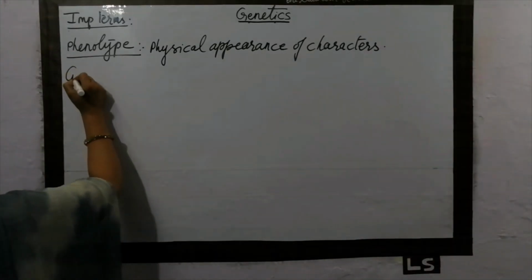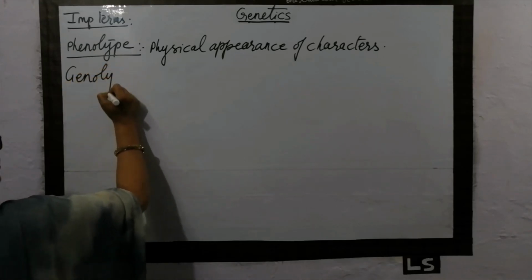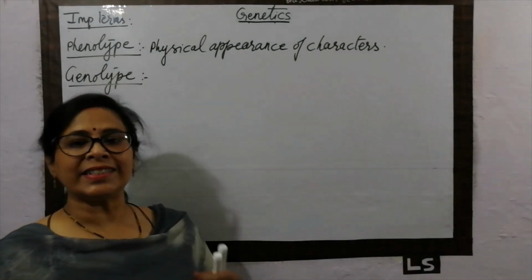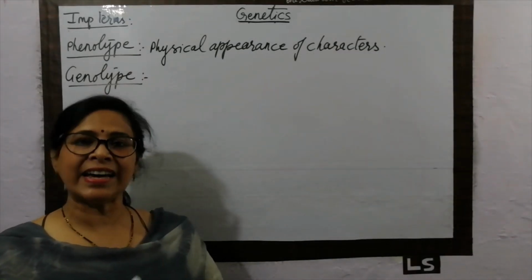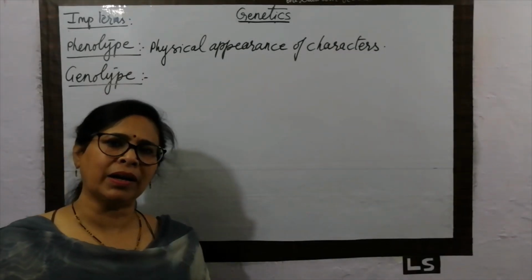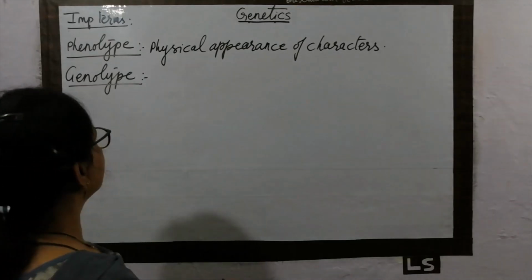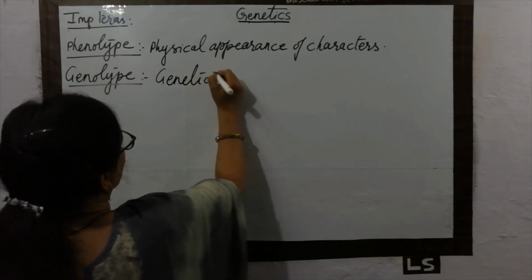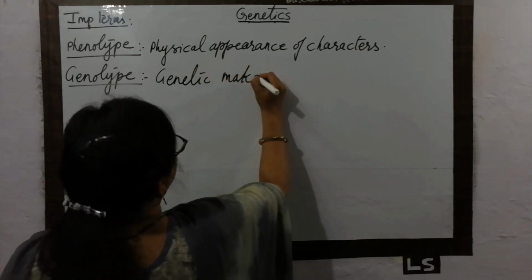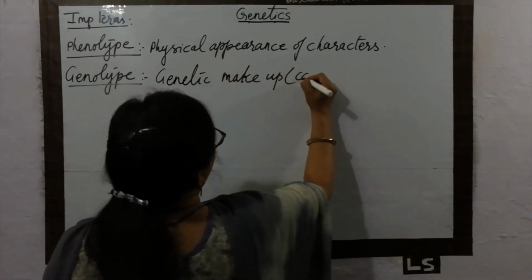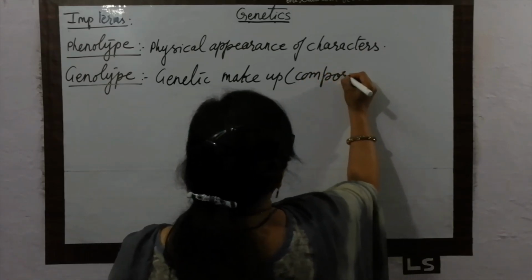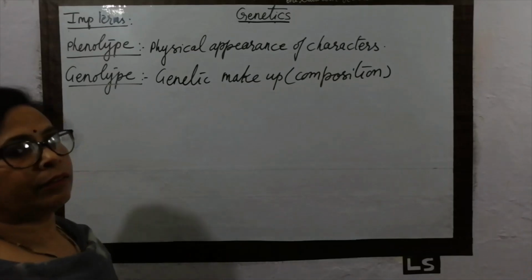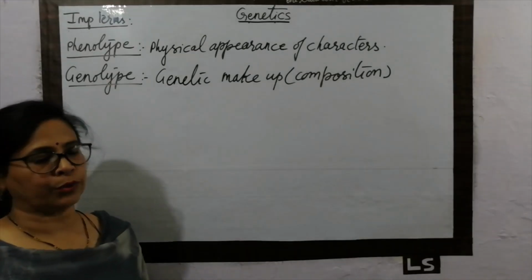Now one is called the genotype. What is genotype? Genotype means the genetic composition inside the body. What is the genetic makeup or composition? That is called the genotype. It is not visible from outside, it is not seen physically. That is called the genotype.